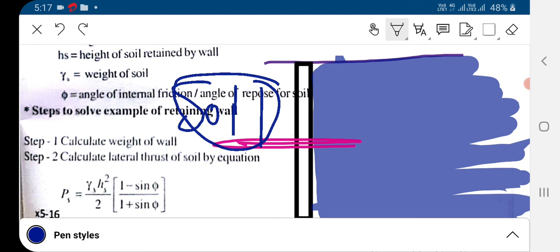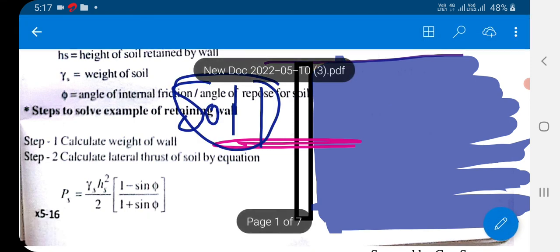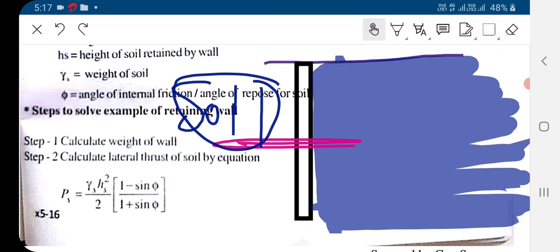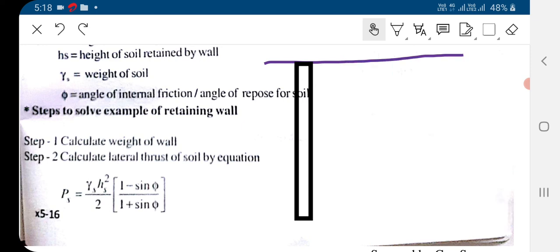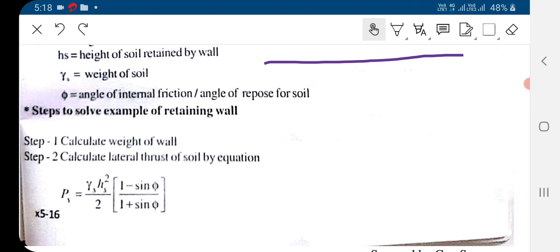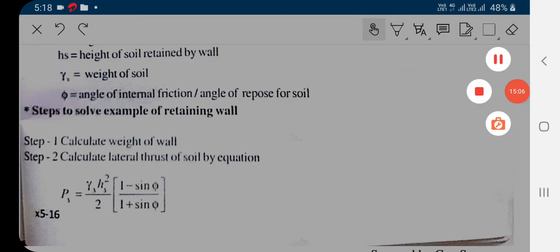So the basic difference between the diaphragm wall and the retaining wall is this: in a retaining wall, we are retaining the material after the construction of the wall, and in a diaphragm wall, the material is removed after the construction of the wall. In the diaphragm wall the wall is constructed first, then excavation is done, whereas in the retaining wall the wall is constructed first and then dumping is done. Okay, so we keep this lecture up to here. In the next lecture we are going to start the example based on the retaining wall. Thank you everyone.